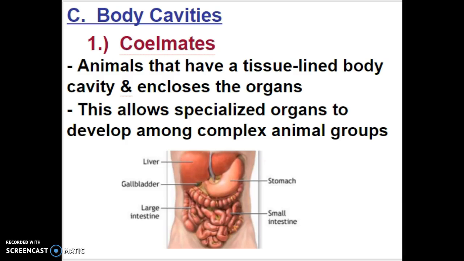Now, because animals are complex and we have complex organ systems and tissues, we had to develop a place to hold all of these things. So body cavities needed to be developed. A coelomate animal is an animal that has a tissue-lined body cavity that encloses all of the organs. True coelomate animals are kind of a tube within a tube. So this coelom allows specialized organs to develop among the complex animal groups.